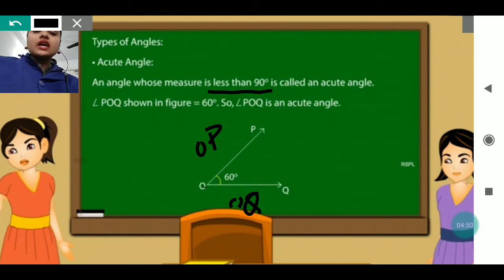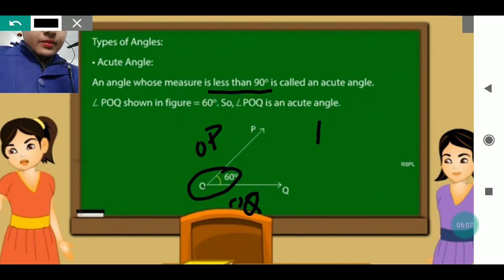An acute angle. Angle POQ shows 60 degrees in the figure. Why? See, the vertex is kept in the middle. If you read this angle, you will not read it as P, Q, O.